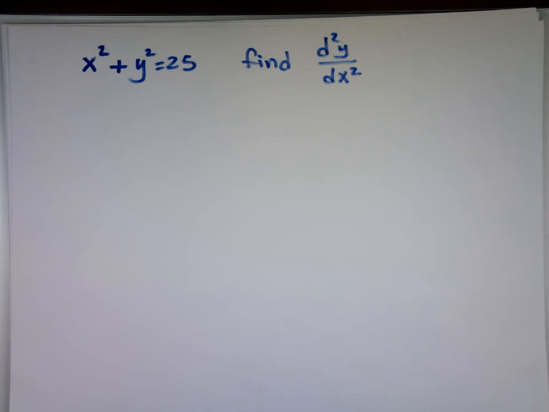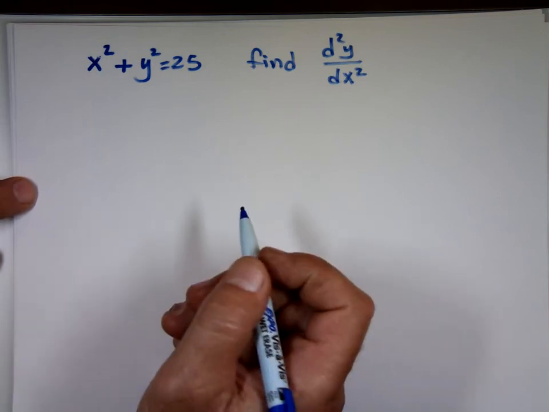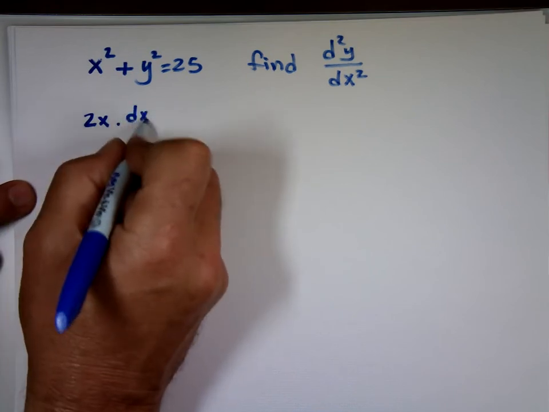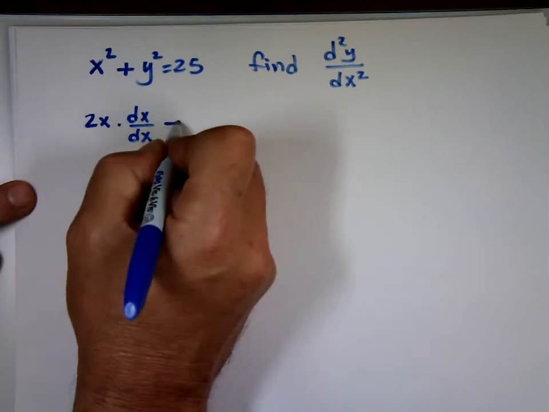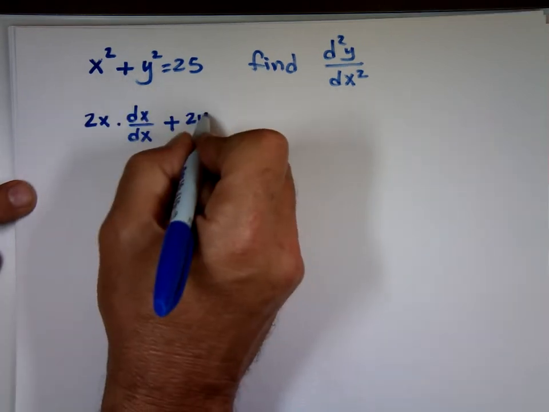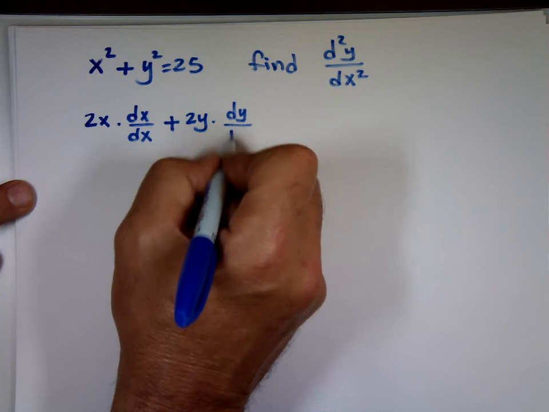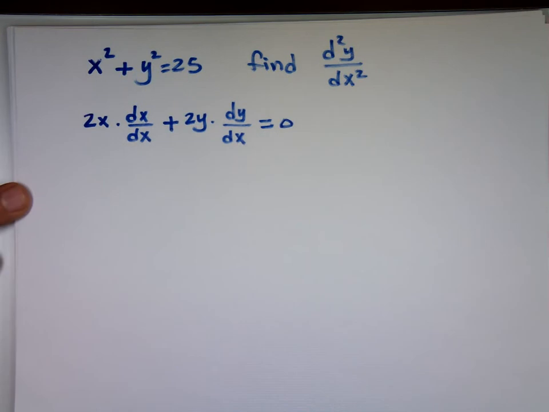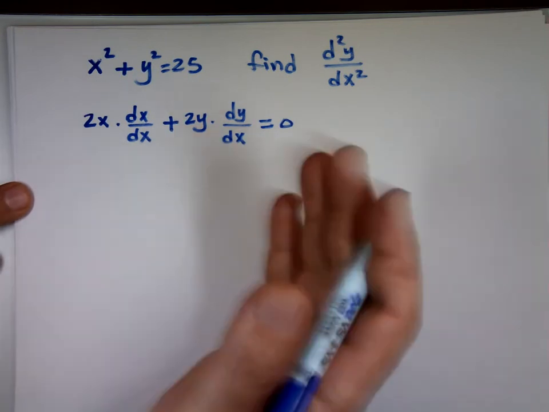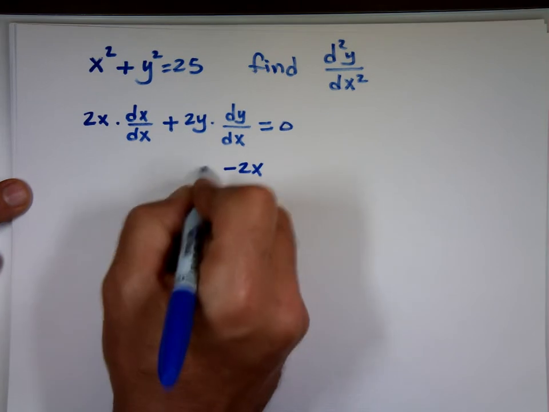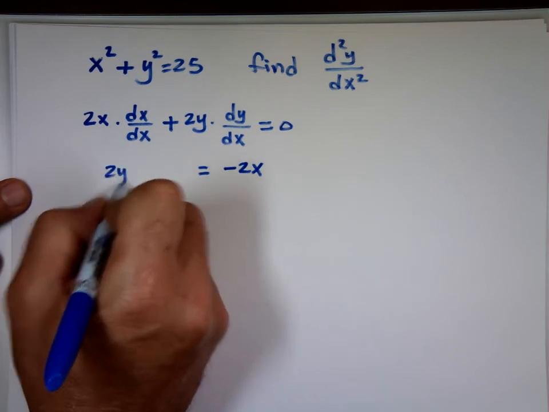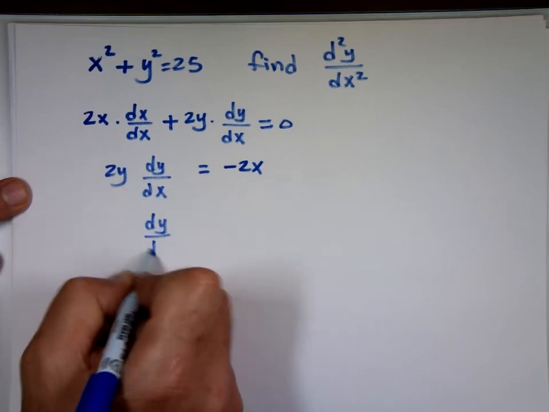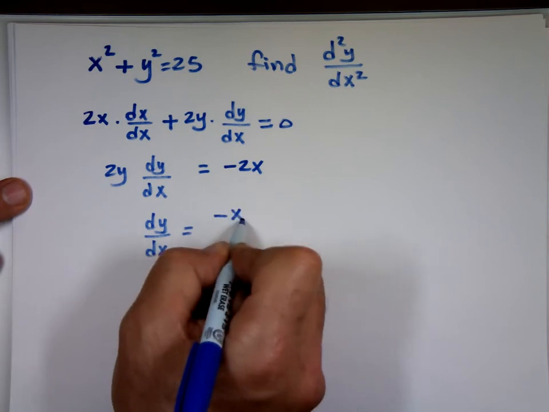Let's find the first derivative first. What's the derivative of x squared? 2x times dx/dx. Again, keep practicing. What's the derivative of y squared? 2y dy/dx. What's the derivative of 25? 0. dx/dx is 1. Negative 2x equals what? 2y dy/dx. What's dy/dx equal to? Negative x over y. That's the first derivative.